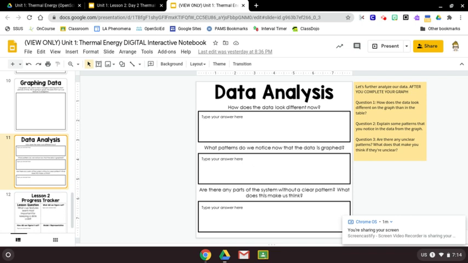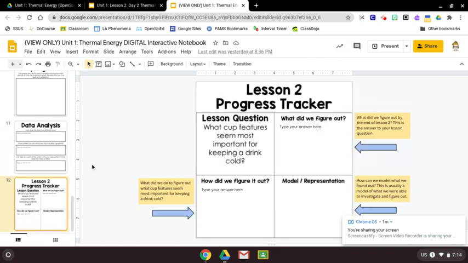All right, so we're just looking at our data a little differently to see if it tells us anything else. Because sometimes when we look at data in a chart, we can see something, but then when we look at it in a graph, it might tell us a little something different. And then the last thing I want you guys to do today is your lesson tracker.